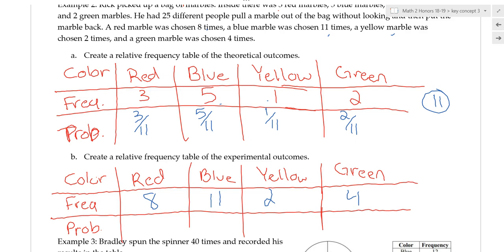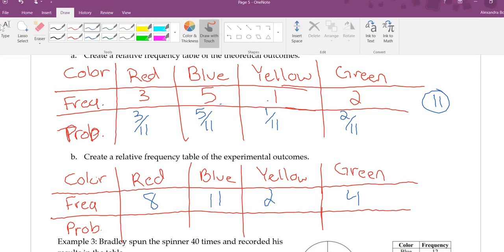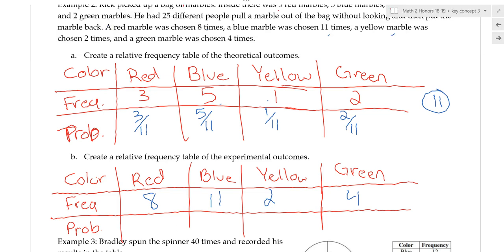Okay. So what are these probabilities? Again, thinking about our total. 8 plus 11 is 19, 21, 25, or again, 25 different people. So here we have 8 out of 25, 11 out of 25, doesn't reduce, 2 out of 25, doesn't reduce, 4 out of 25, doesn't reduce. So that's all right. All right, and that is it there.